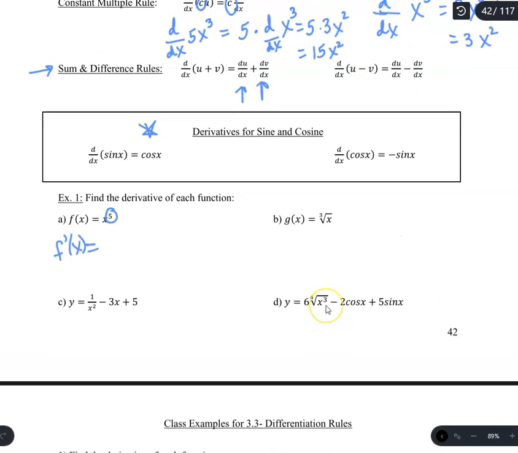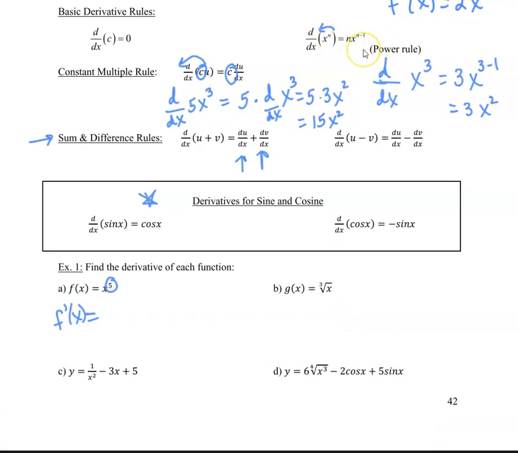So using the power rule we just talked about up here, this is going to be 5x to the 5 minus 1, so 5x to the fourth, and that's your derivative.